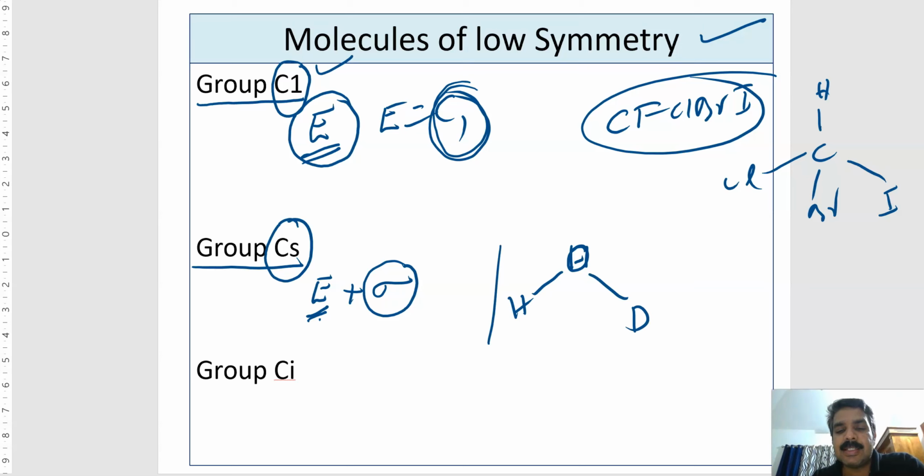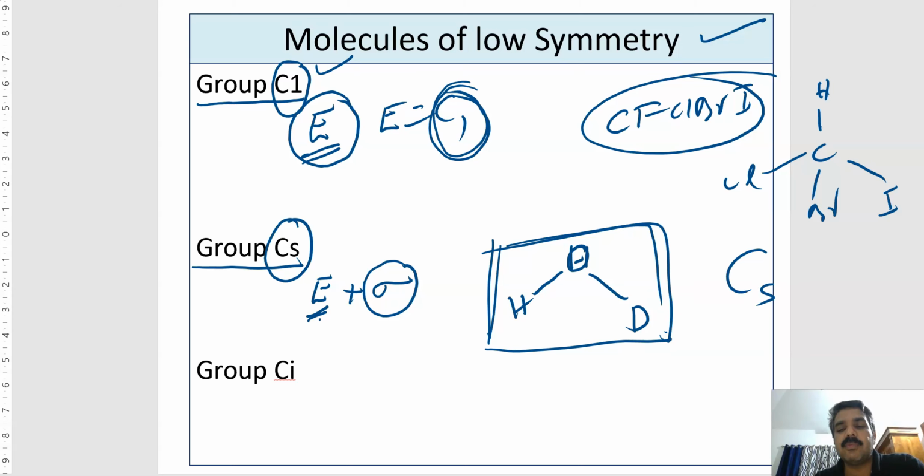This molecule has a planar symmetry, a sigma h plane. The molecular plane is a symmetry plane. No other symmetry element is present. No rotation axis, no improper rotation axis, no other symmetry plane. Only this one plane is present. So this molecule belongs to the Cs point group. Cs point group means it has only a plane of symmetry in addition to the identity element E. Okay, these examples are also very rare. Some unsymmetrical planar molecules belong to this category, that is, the Cs category.